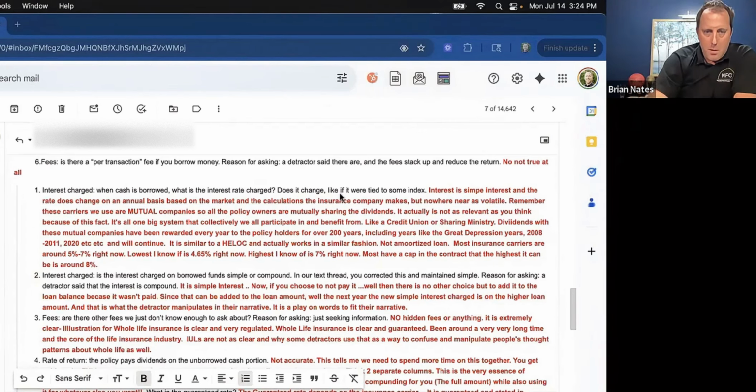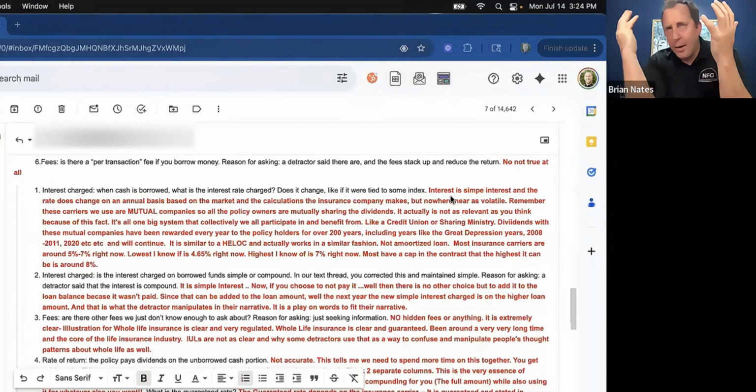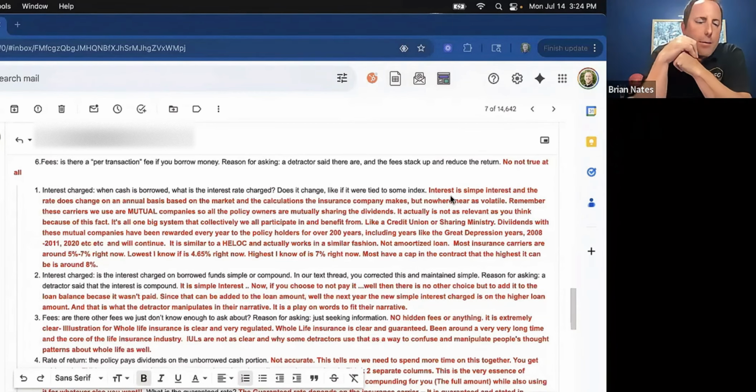All right. Interest is simple interest, and the rate changes on an annual basis based on the market. It's calculated every year. So on your anniversary date, they say, okay, you had a 5% loan, this year it's 4.5, this year it's 7%, whatever it is. It's very similar to the way a HELOC works in a way. And I think I'm going to put that in here.